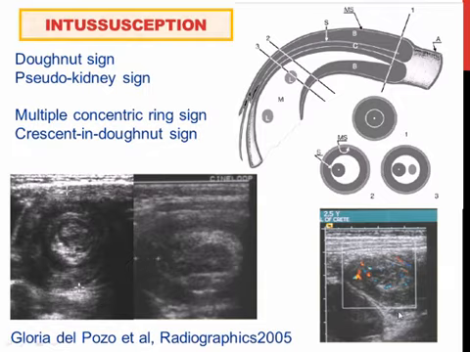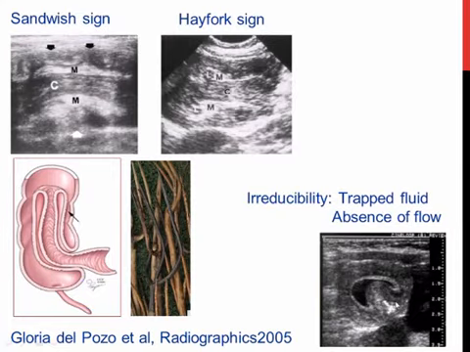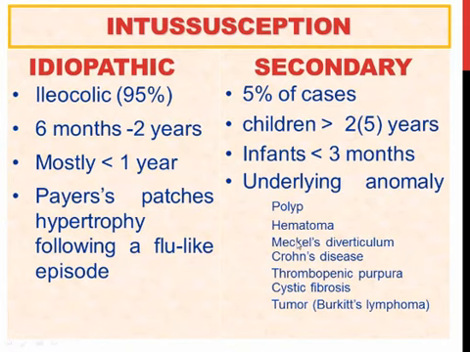Use color Doppler, because lack of color Doppler together with trapped fluid in this intussusception are the findings of failed reduction, and look for the sandwich and hay fork signs when you scan the intussusception at a longitudinal section. A last point for intussusception is that the age should fit.